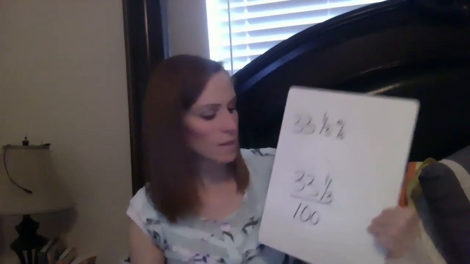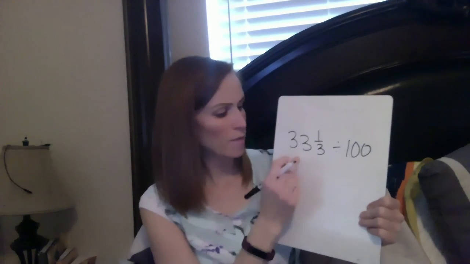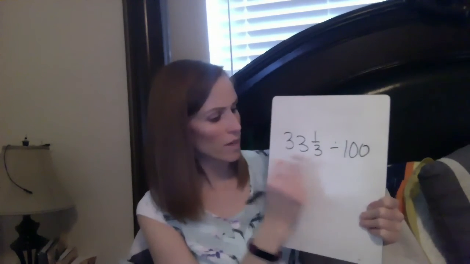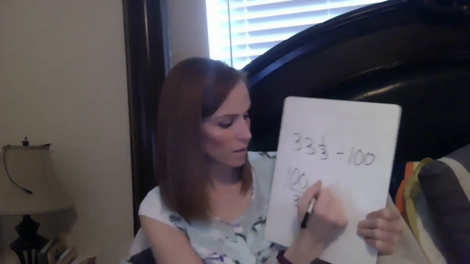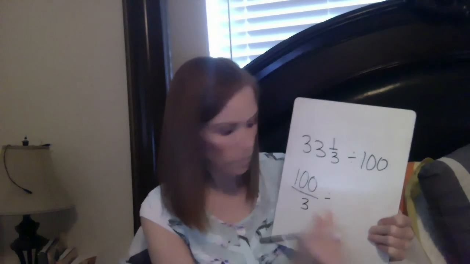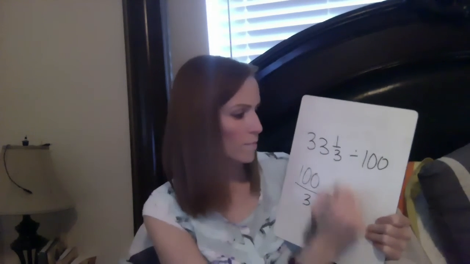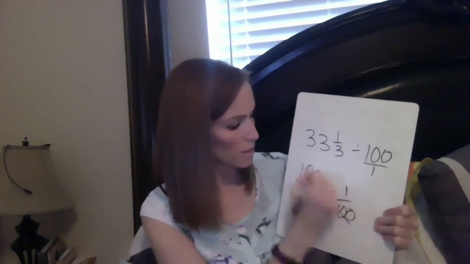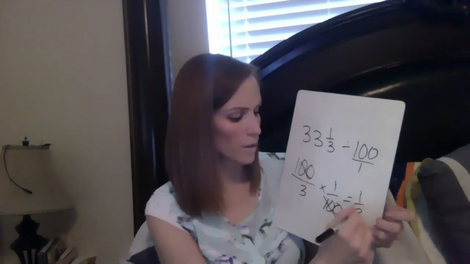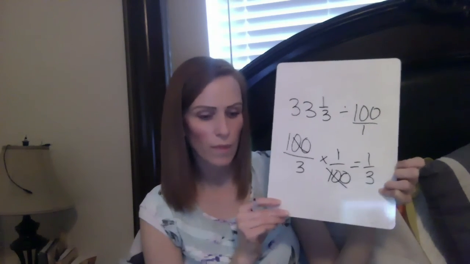So another way to write this would be 33 1/3 divided by 100. So in order to do this division problem, we have to turn this into an improper fraction. So 3 times 33 is 99 plus 1. We have 100 over 3 divided by, which actually means multiplied by, right? 1 over 100. So this crosses out and we are left with 1/3. So 33 1/3% is equal to 1/3.